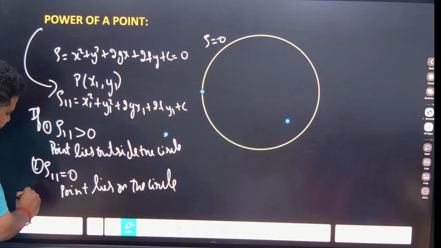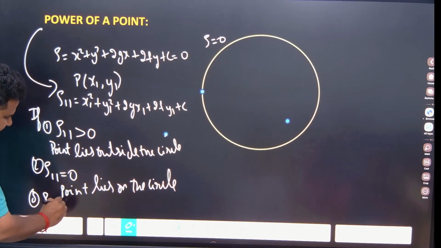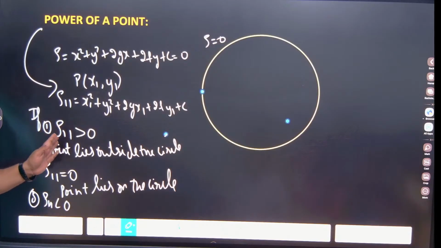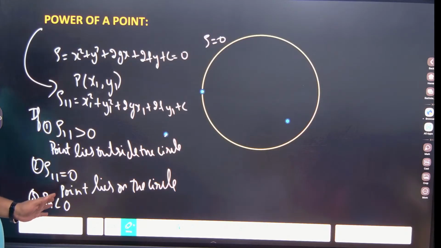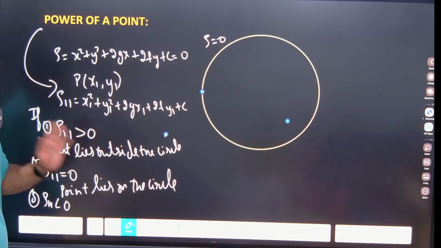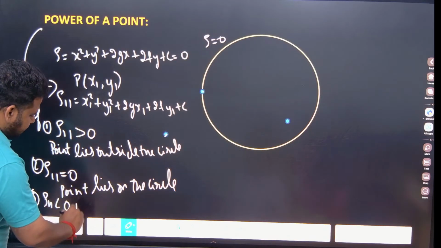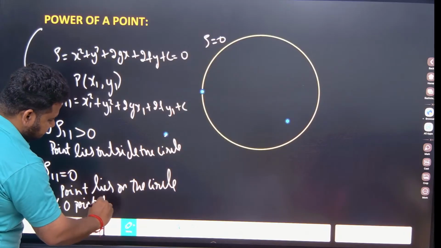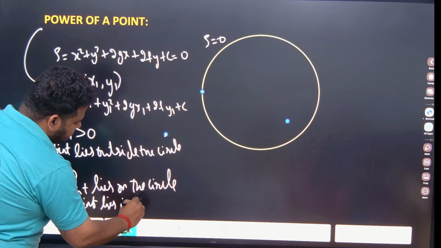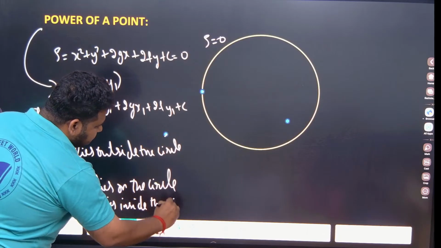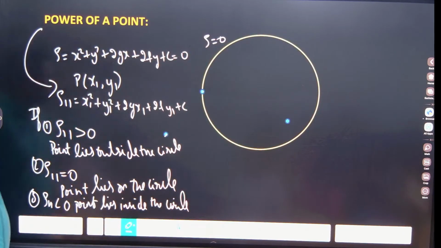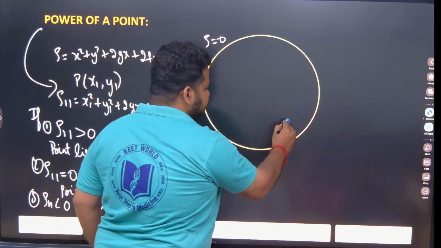Next, if S11 is less than 0, that is, if it is negative, whereas positive means outside the circle, negative means it will lie inside the circle. Understood? Focusing? S11 less than 0 means it is negative, so the point lies inside the circle. That is, this is the point lying inside the circle.